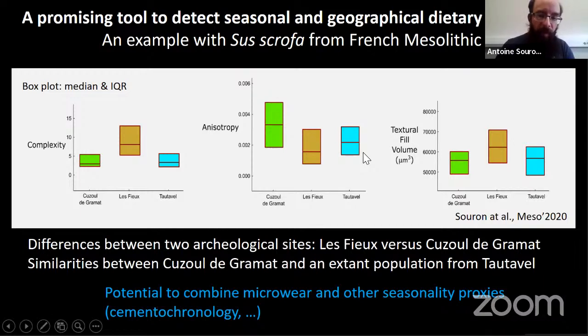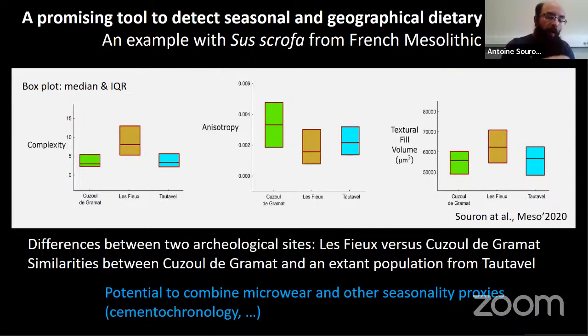So those are the kind of problematics that my colleagues are interested in. We don't have a definitive answer, but for example, the Cuzoul de Gramat looks very similar in terms of median, but also dispersion, with one population of Sus scrofa that we get from Tautavel in France. And all the specimens from this particular population were captured within one season, within 3 months, between September and November, the same year. So it's a very restricted sample.